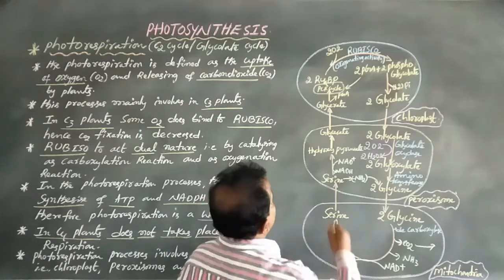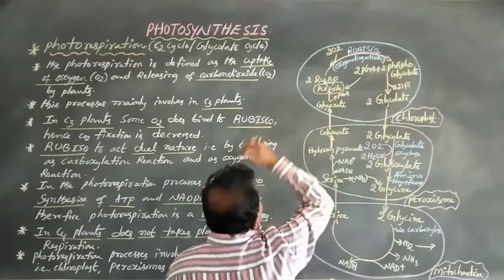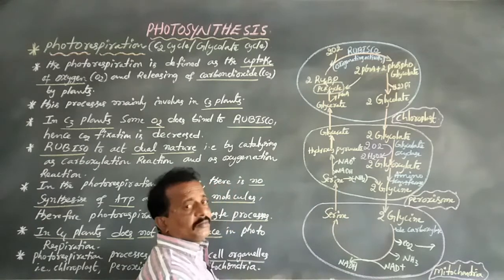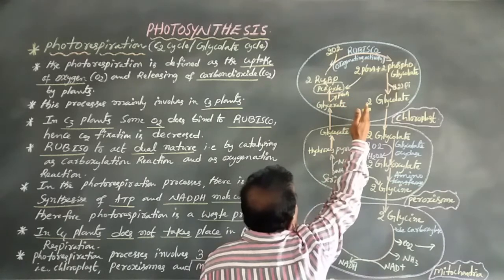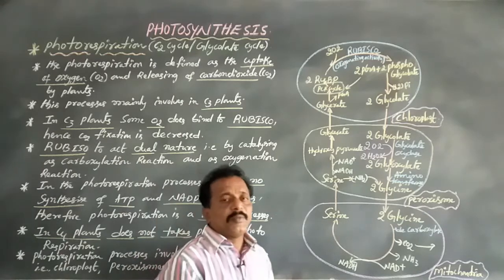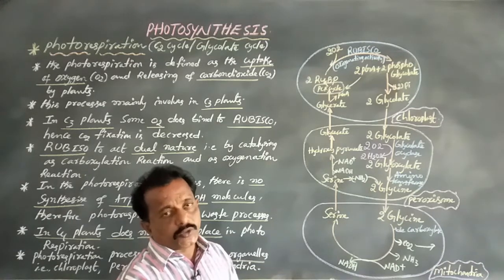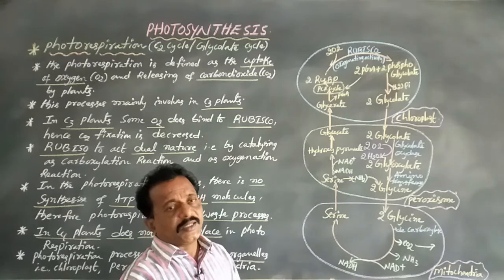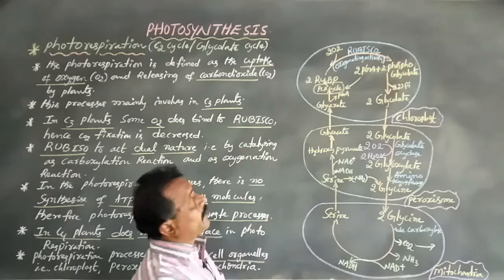Why? Because two molecules of RuBP take up two molecules of oxygen. At the same time, two molecules of phosphoglycerate and two molecules of phosphoglycolate are formed. That means every organic compound contains two molecules, and at the same time they are two-carbon compounds. That is known as the C2 cycle and the glycolate cycle.